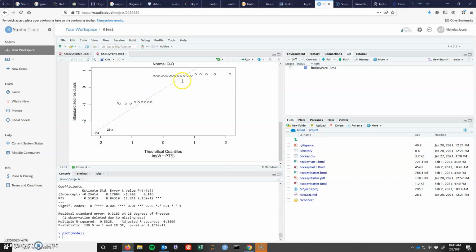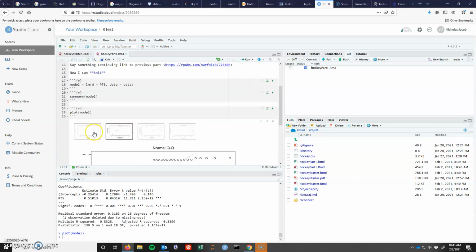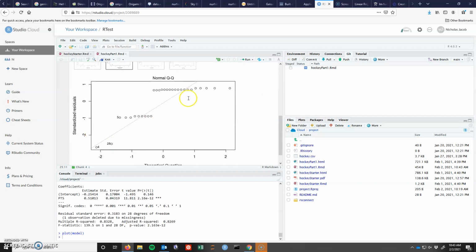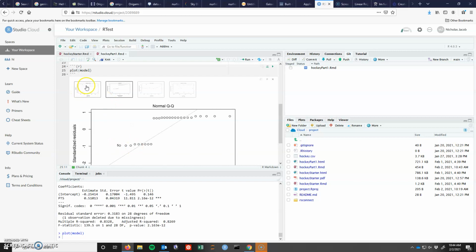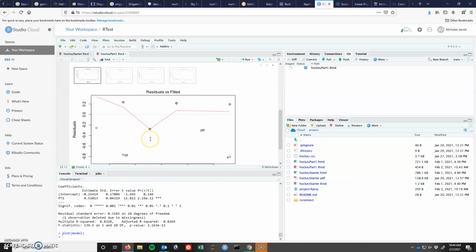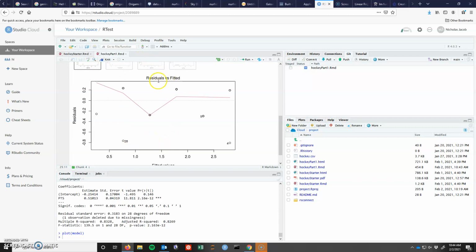And I want to point out that my data isn't very normal. The number of wins is pretty not normal. There's not enough data in the season yet. So this should lie on this vertical line. These are the residuals versus the fitted.